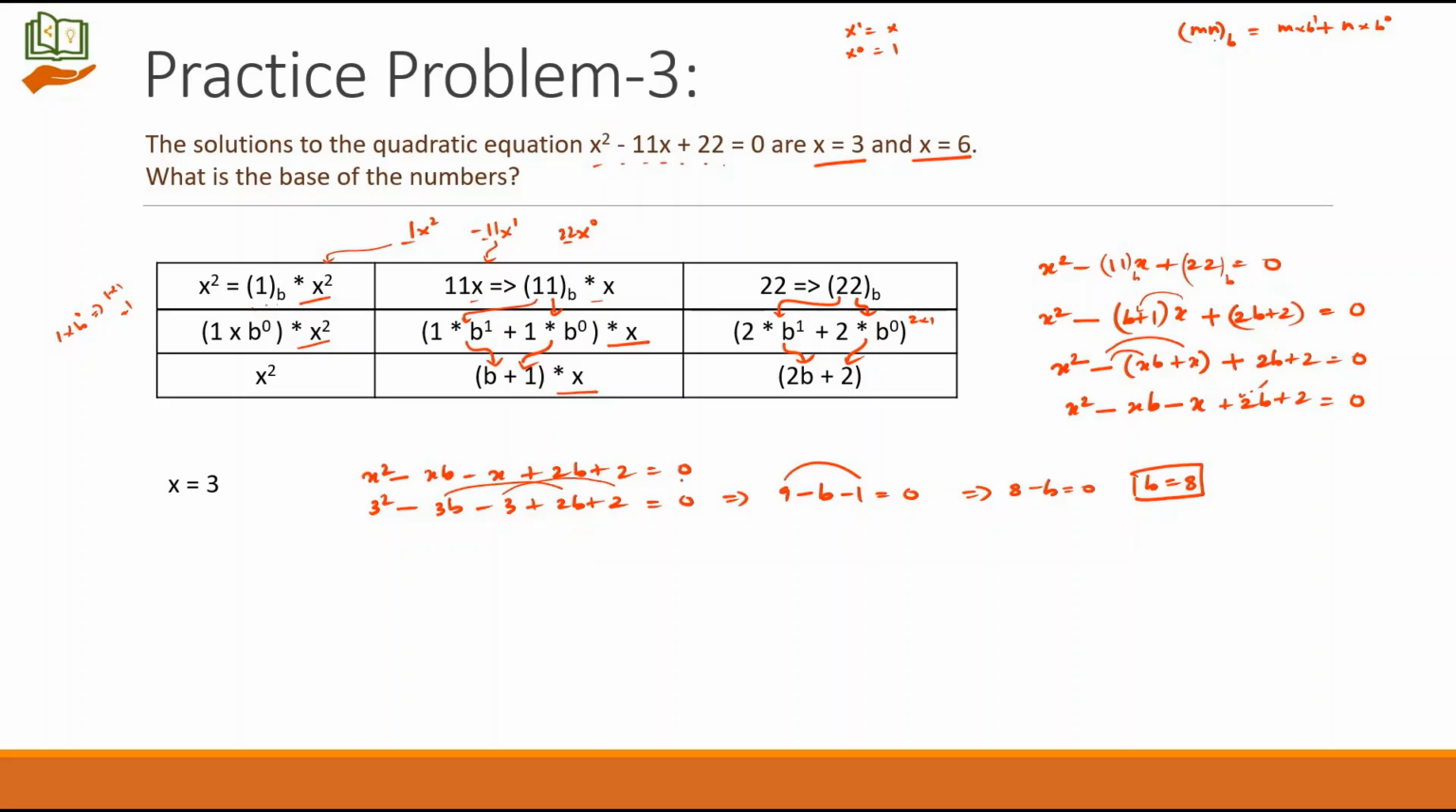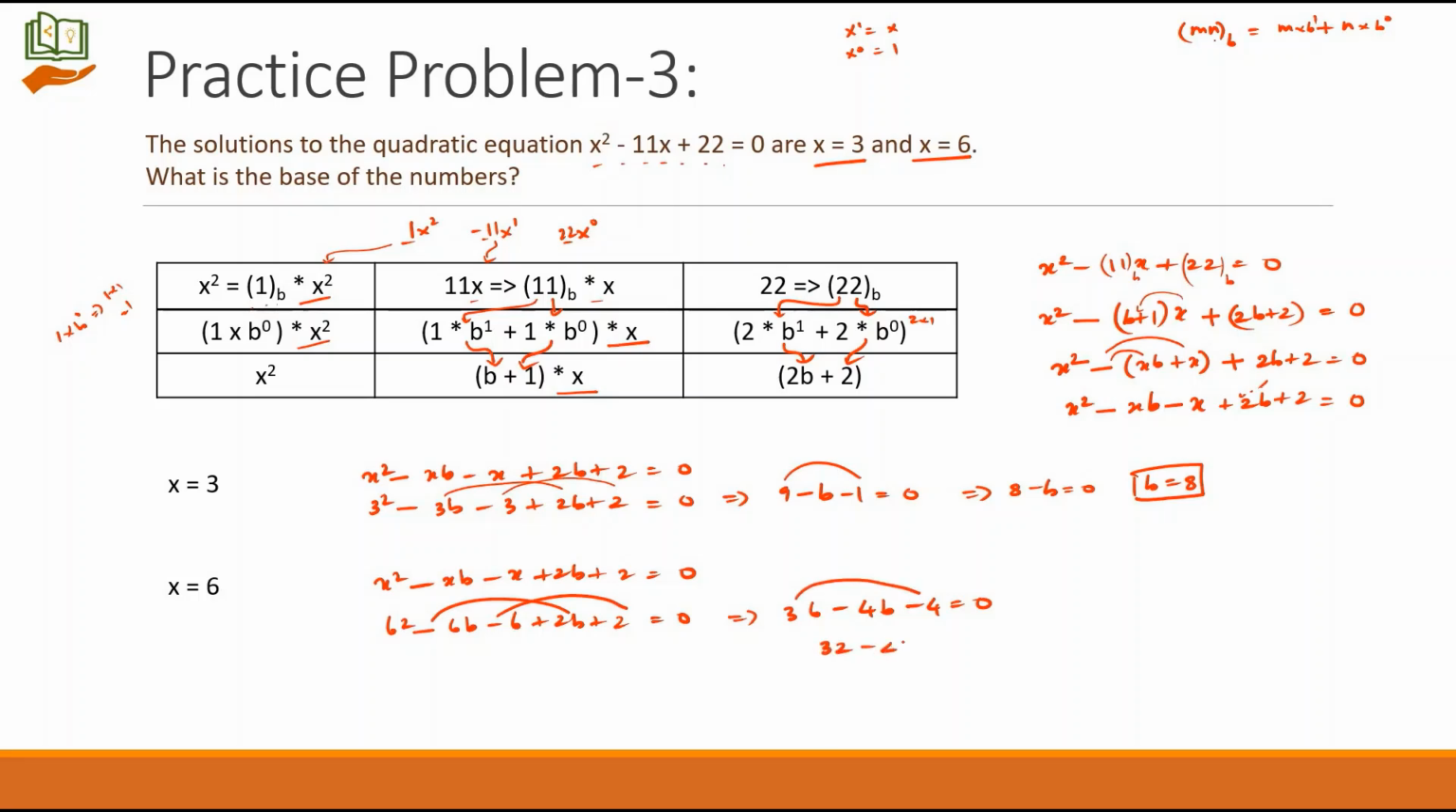Now what about x is equal to 6? Let's apply the value of x to the same equation again. 6 square minus 6b minus 6 plus 2b plus 2 is equal to 0. 6 square is 36. What is minus 6b plus 2b? It is minus 4b. What is minus 6 plus 2? It is minus 4 which is equal to 0. 36 minus 4 will be 32 minus 4b which is equal to 0. From here we can rewrite this as 4b is equal to 32. Minus 4b will go to this side and this will turn to 32 is equal to 4b.